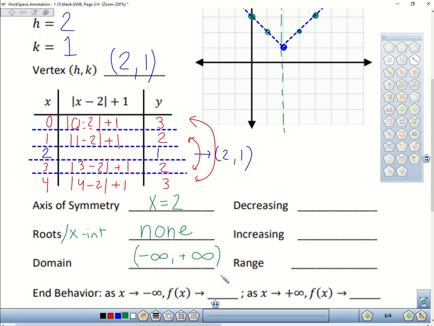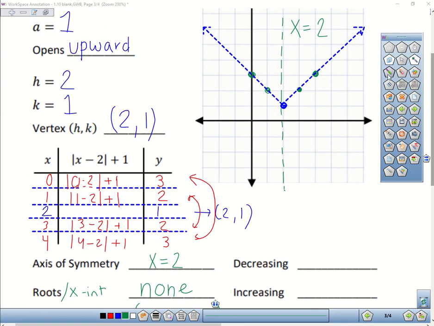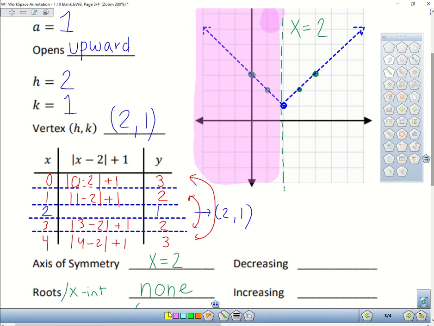So now we're going to talk about increase and decrease. So I will highlight one side pink, and I'll highlight one side yellow, so we can get a visual here. So which color is decreasing? Pink. Good. And what color is increasing? Yellow. Good.